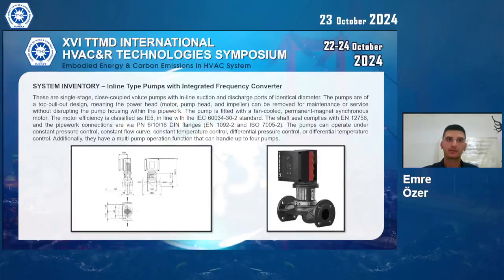First part is system inventory, and the first is pumps. Inline type pumps are used, and single stage closed coupled volute pumps are used actually. Also, all pumps have integrated frequency converter.